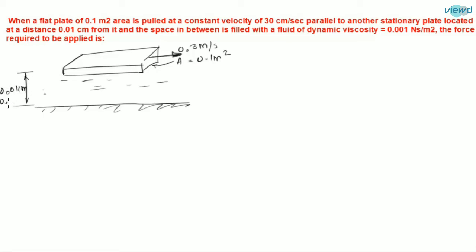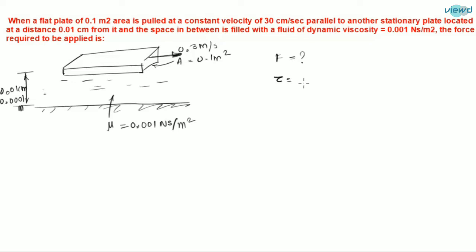and this is 0.0001 meter, and the viscosity of the fluid is 0.001 Newton second per meter square. The force required. What is the force required? That is to move with a velocity 0.3 meter per second.